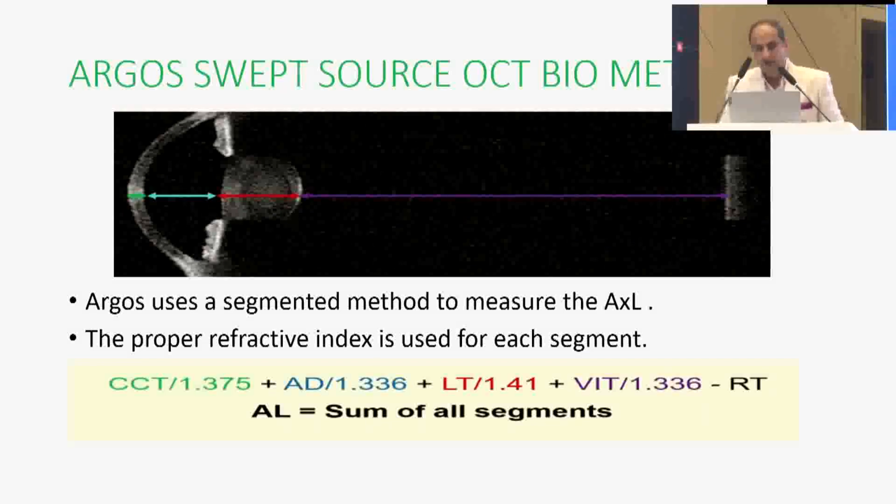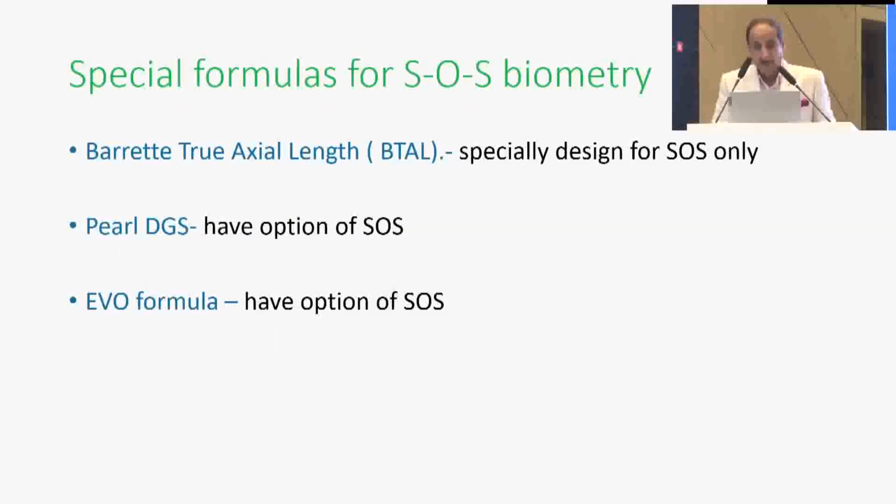And this is the formula for that. The axial length becomes the sum of all segments, or SOS. So the special formulas for such kind of biometry are the Barrett True Axial Length or the BTL, which is specially designed for SOS only.